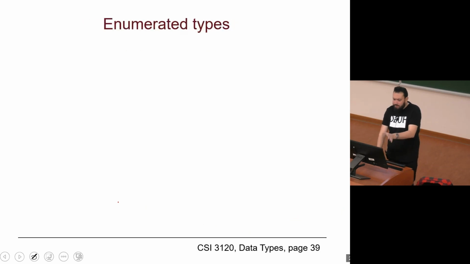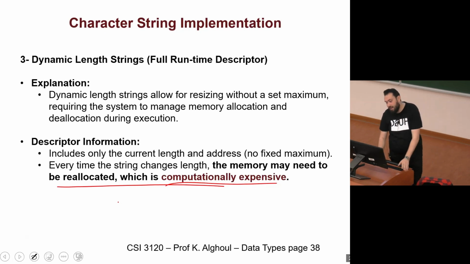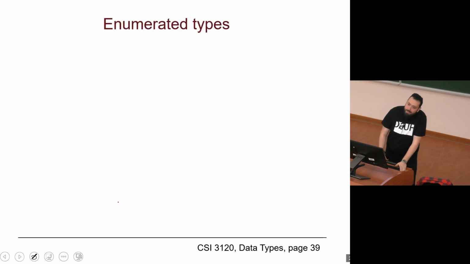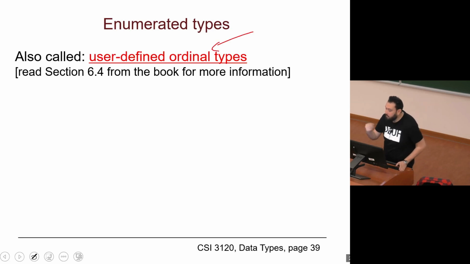Now, we're done with the array. We talked about the array. Now we're going to go more into different types. Some of these types, you've already covered in different courses, and some are new. So the enumerated types, they are sometimes very useful. They are also called user-defined ordinal types.